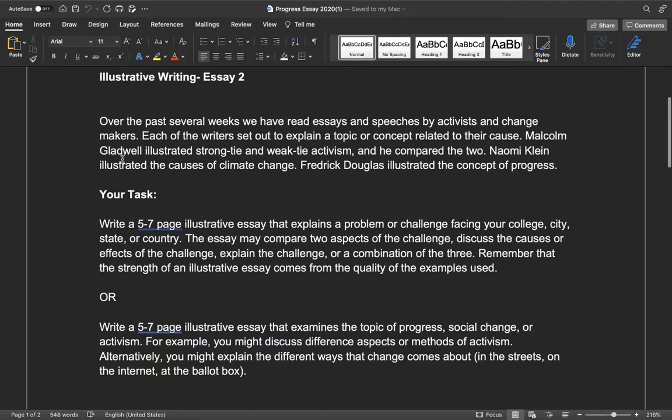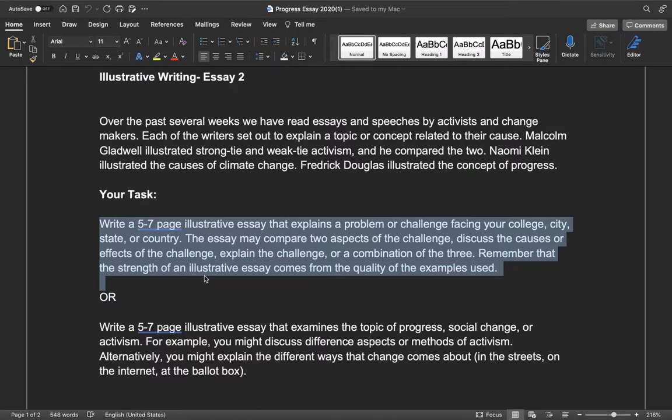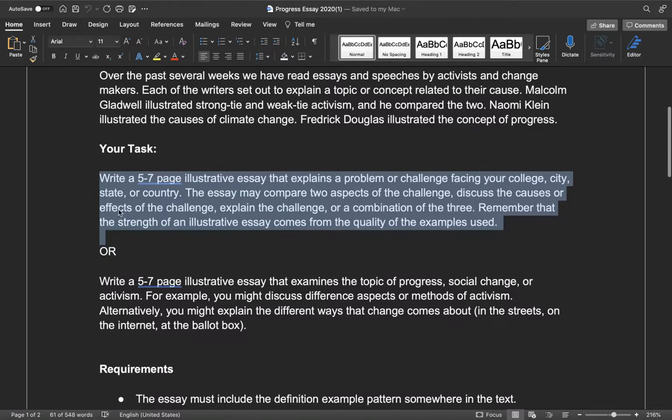You have a couple of options for this essay. There are two options that you can write on. The first option asks you to write a 5 to 7 page illustrative essay that explains a problem or a challenge that is facing either your college, your city, your state, or your country. You can compare two parts of this challenge. You can discuss the causes or effects of this challenge, explain the challenge, or a combination of the three.